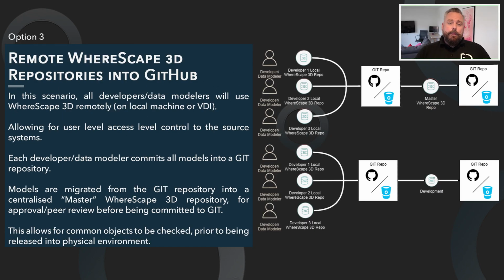In this setup, you would typically use this in a case where your developers or your teams are acting remotely and you want to use Git as the communication method of sending data models into Git before being received into the master model. So here we have individual repositories for a developer or a team or potentially a data modeler, and those repositories will have their own data models that may require user access level to the source systems, but all of the models will be pushed into Git and could be retrieved from Git.